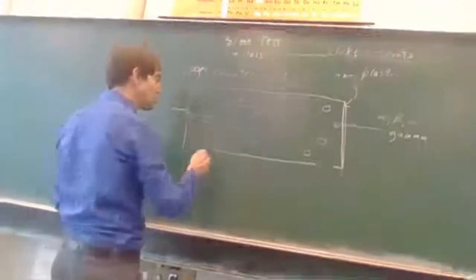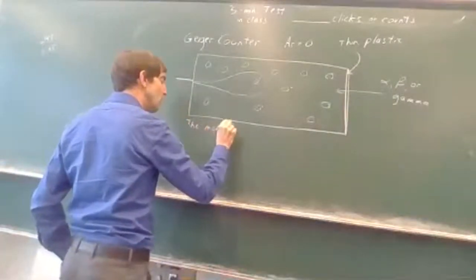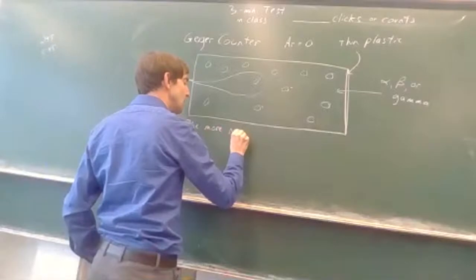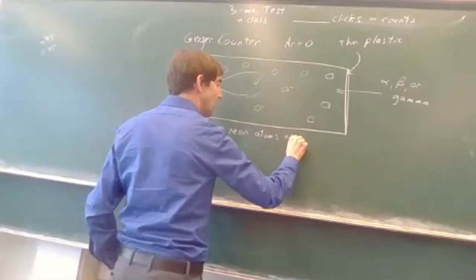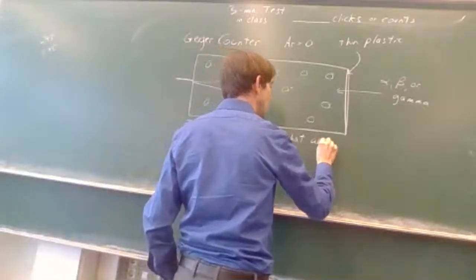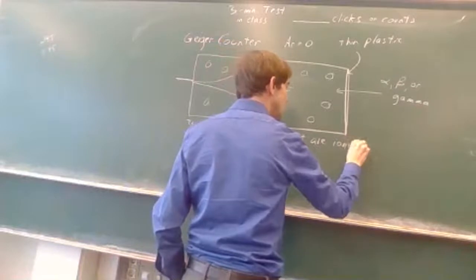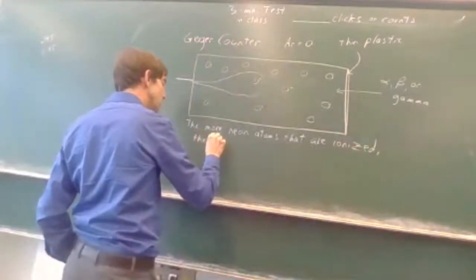And so when the circuit completes, so I'll say the more neon atoms that are turned into an ion, we say that are ionized, the more the circuit is complete.